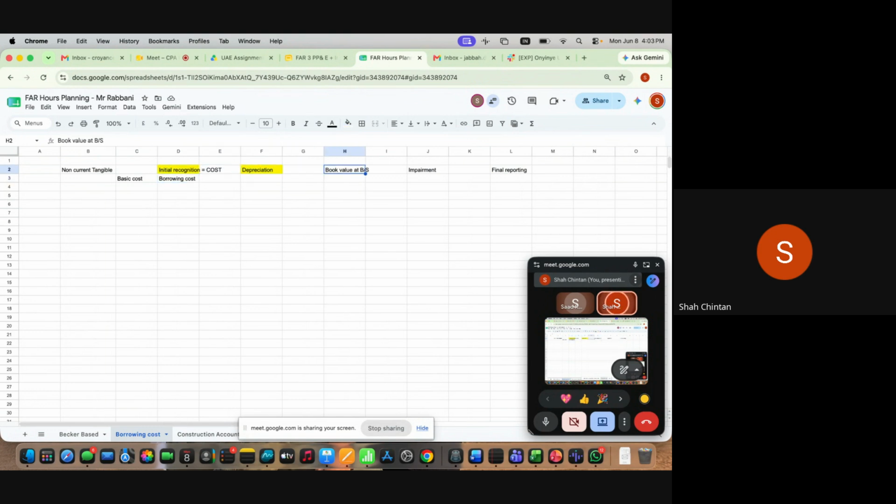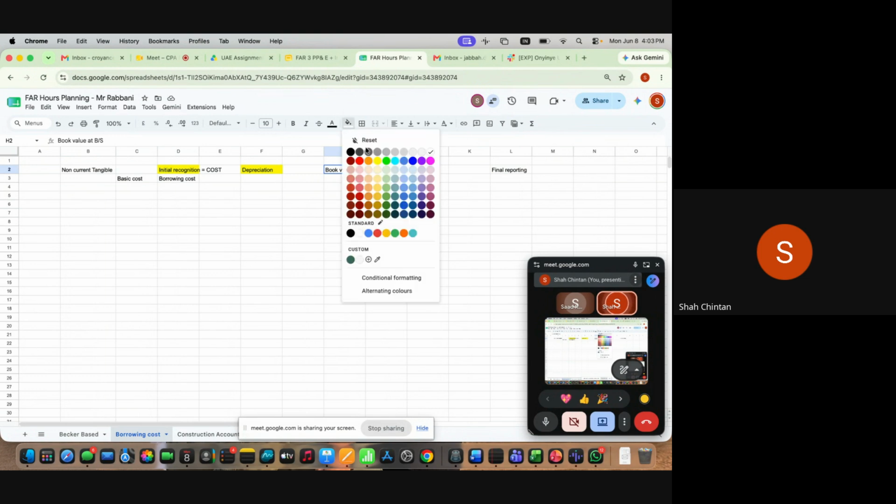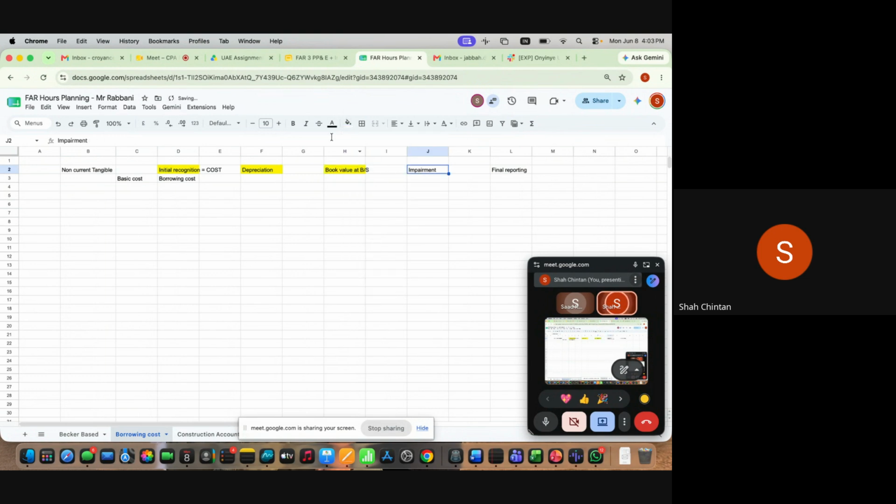And cost minus depreciation, you get a book value at a reporting date. Now this book value can be tested for the impairment. This impairment can be upward impairment, can be downward impairment. And book value minus impairment, you get a final reporting value.